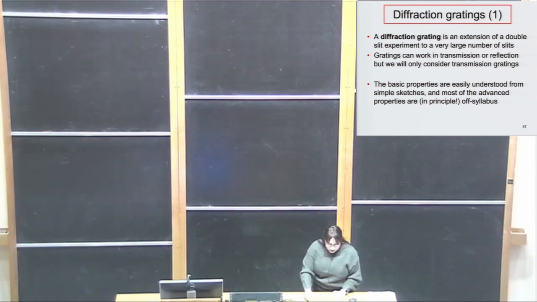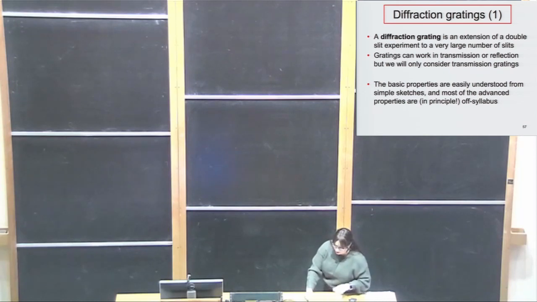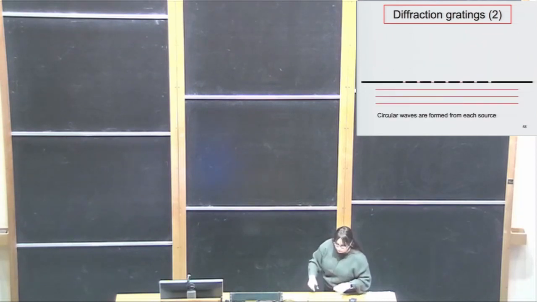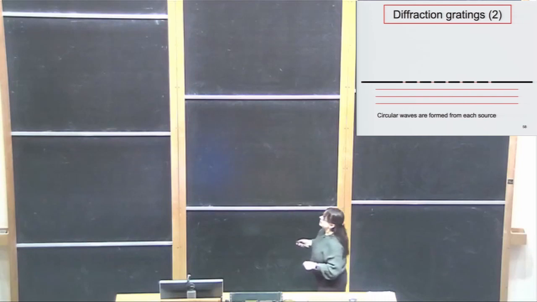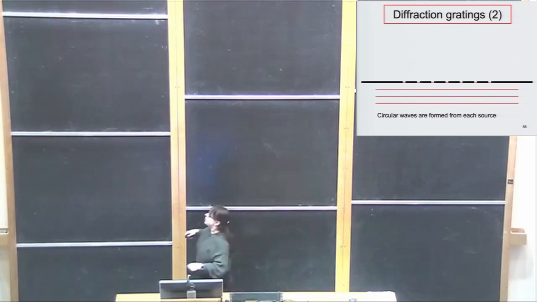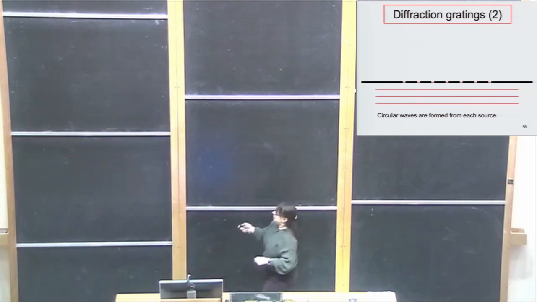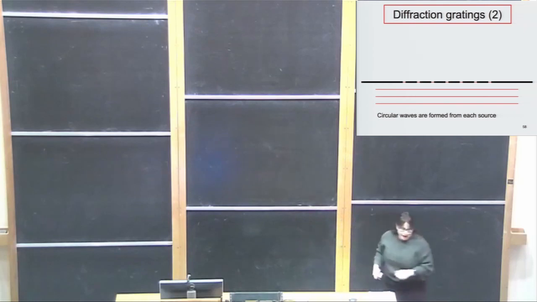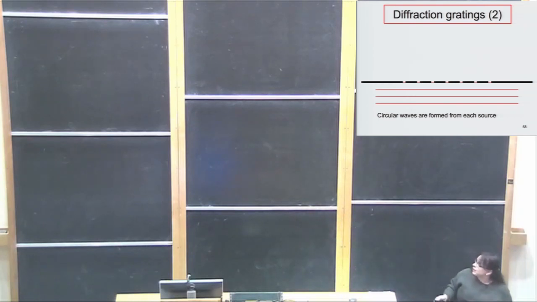Right. So yes, the basic property is easily understood from just some basic arguments, simple sketches. So that's what we're basically going to do. So here's our diffraction grating. Having said I'm going to concentrate on an infinite slit diffraction grating, I've now drawn a 7-slit, because I have a finite size to my slide.